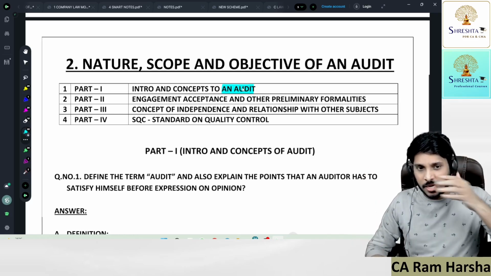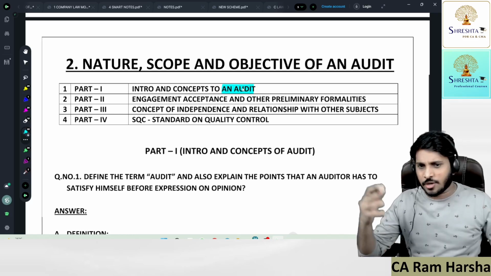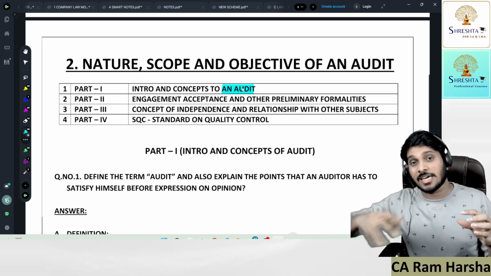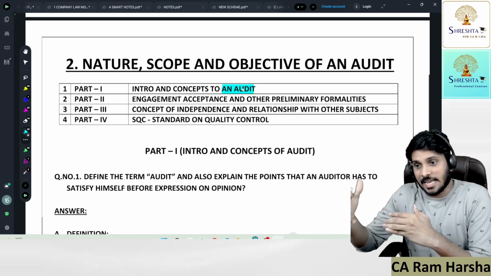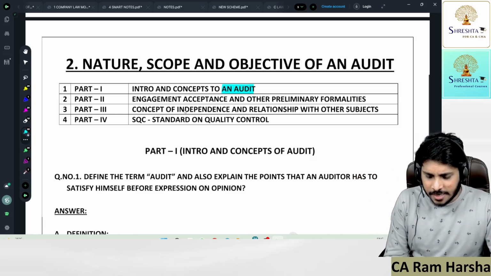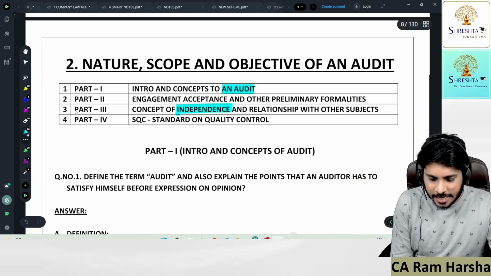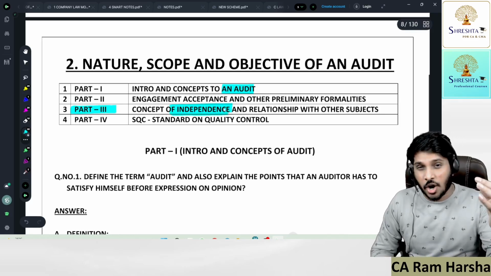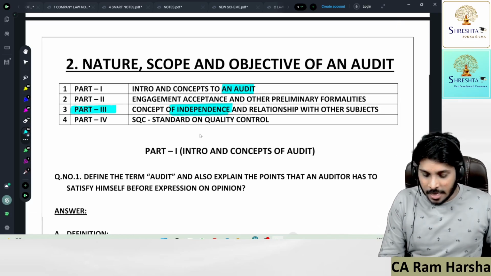I'm not talking about legal aspects. Like, we have third chapter, right? Company audit. So there we are going to discuss about legal aspects related to appointment. That is, legal aspect means we will be discussing about law. Now, another one we are going to discuss is, there is an entire part which is dedicated exclusively to understand the concept of independence. Okay.